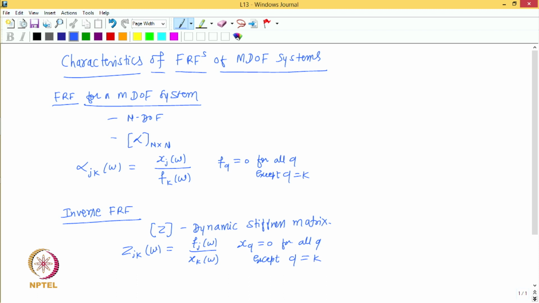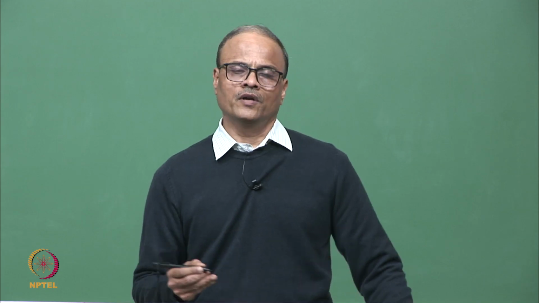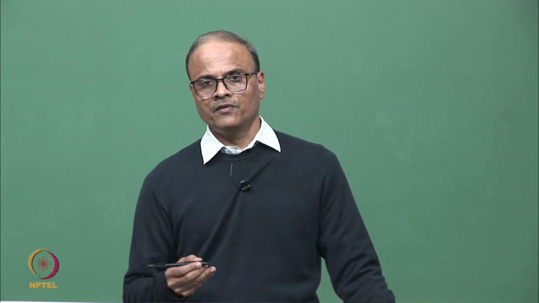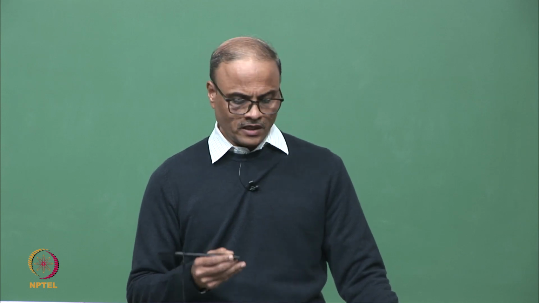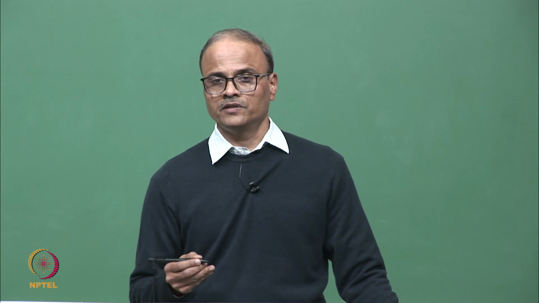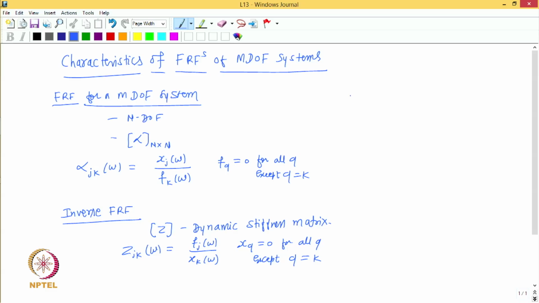So it is easy to see that, because the conditions to be satisfied at all the other degrees of freedom, okay, are different for the FRF and the dynamic stiffness, these elements are not inverse of each other, right. The dynamic stiffness is not reciprocal of the corresponding FRF term. So, zjk omega is not equal to inverse of alpha jk omega, correct. That has to be kept in mind.